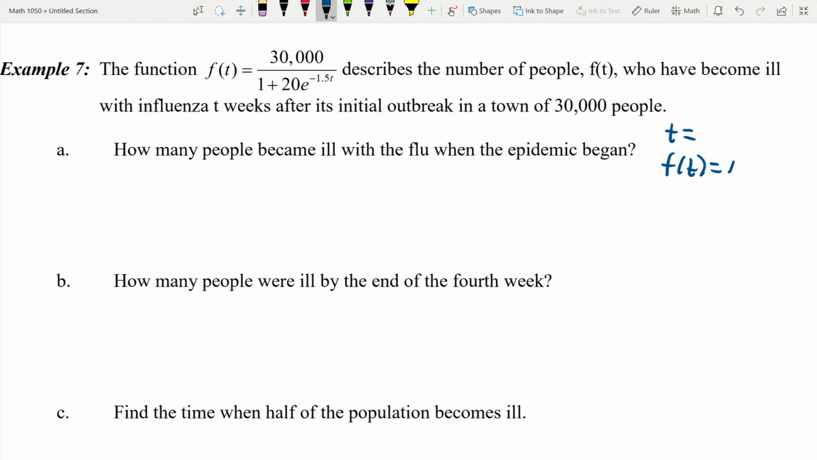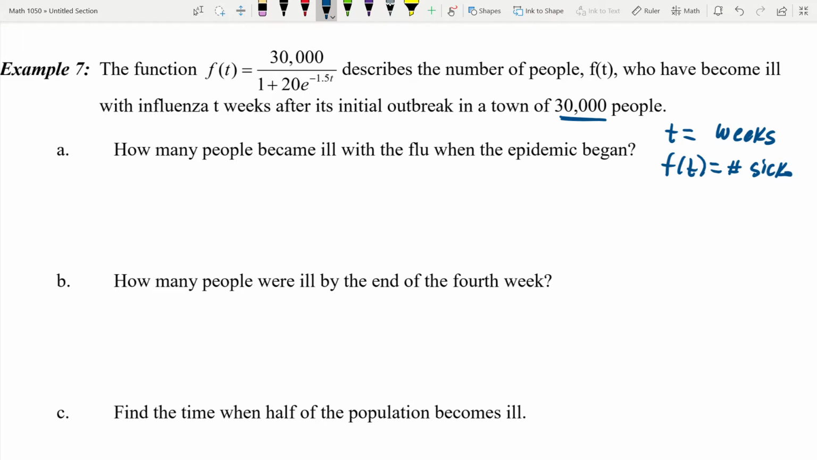So f of t is the number of people that are sick, and t stands for the number of weeks that have passed. So you guys are all college students, you're all away at college, you go home for Thanksgiving, you go back home, somebody has the flu and starts spreading it to all the kids on the campus. That's the scenario, okay? And there's 30,000 people that go to school at the U, for example. I think that's pretty close.